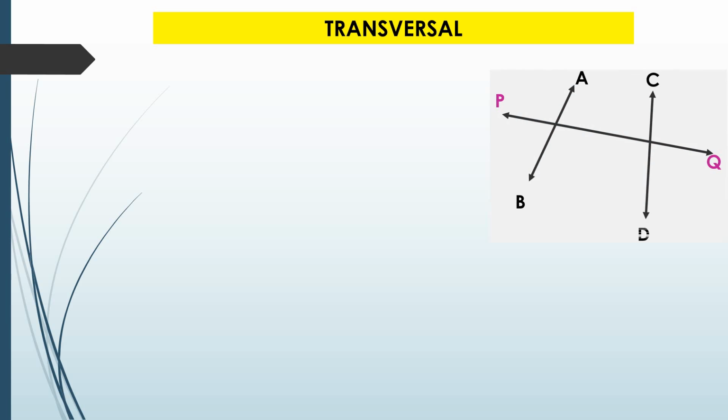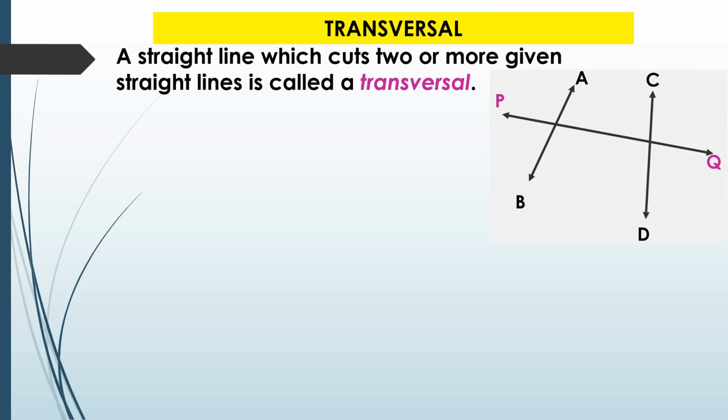Transversal. So what is a transversal? A straight line which cuts two or more given straight lines is called a transversal. So in this diagram here, straight lines AB and CD are being cut by another straight line PQ. So this PQ is called a transversal.